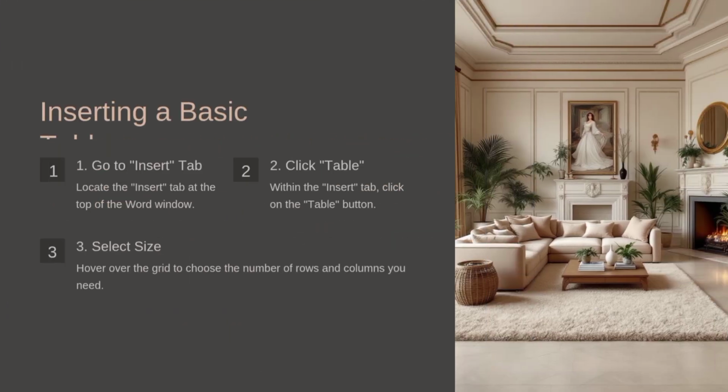Inserting a basic table. 1. Go to Insert tab. Locate the Insert tab at the top of the Word window. 2. Click Table. Within the Insert tab, click on the Table button. 3. Select Size. Hover over the grid to choose the number of rows and columns you need.